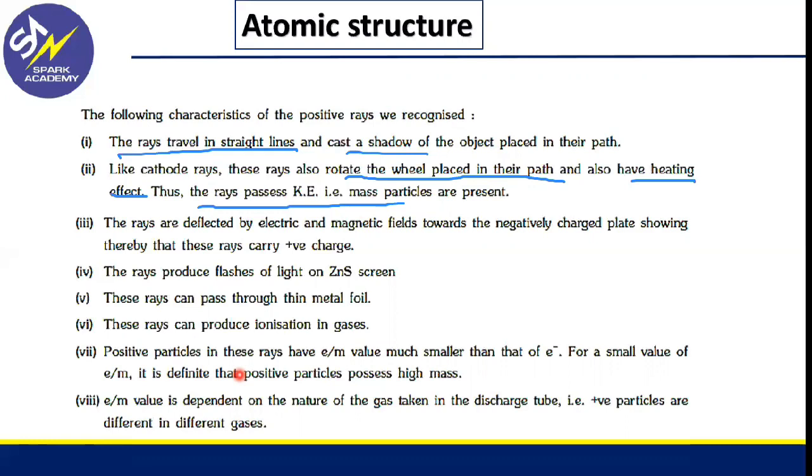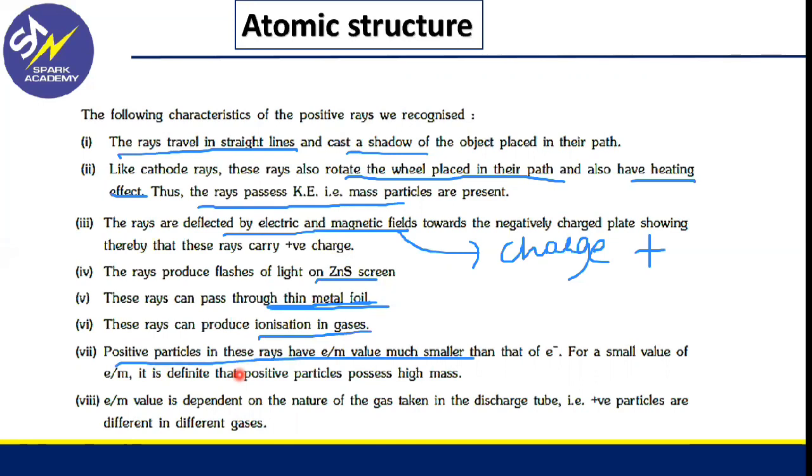Next, they were also deflected by electric and magnetic fields, which shows that they have a charge. So what is the charge? It is positive charge. And they produce flashes on a zinc sulfide screen, and they can pass through thin metal foil. They also produce ionization of gases, and the specific charge was determined even for these rays. They observed that the charge over mass was much lower when compared to the electrons.